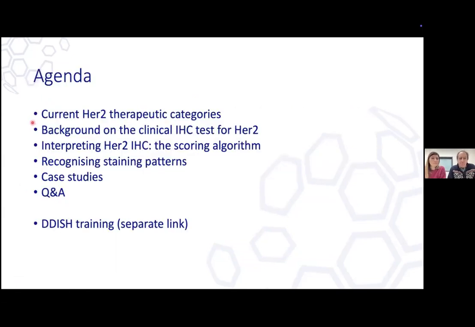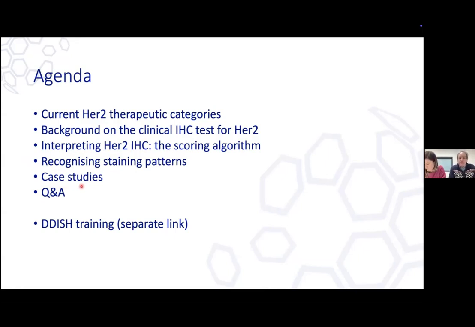So the agenda is to go a little bit through the current therapeutic categories that we need to recognize in HER2, give a bit of background on the clinical IHC test that we use, and then go strong on how to interpret these tests, with some emphasis, and you will see why, on recognizing staining patterns. With the best intention, we should do this in half an hour, but there are 200 slides to go through. 211. However, at the end, the last 15 minutes, we would like to do some case studies with you.